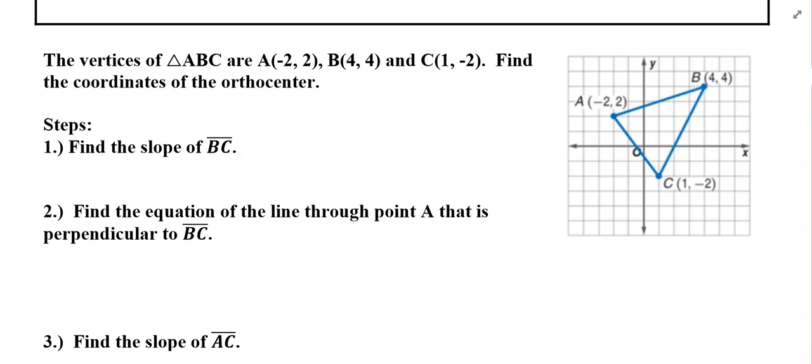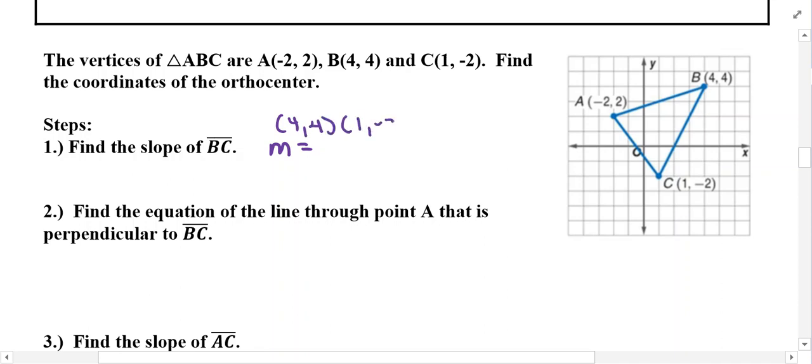So the first thing we're going to do is choose a segment, one of the sides of the triangle, and I choose BC, and we need to find the slope of BC. So the slope would equal, BC is (4, 4) and (1, -2). The slope is -2 minus 4 over 1 minus 4, which is -6 over -3. So the slope is 2.